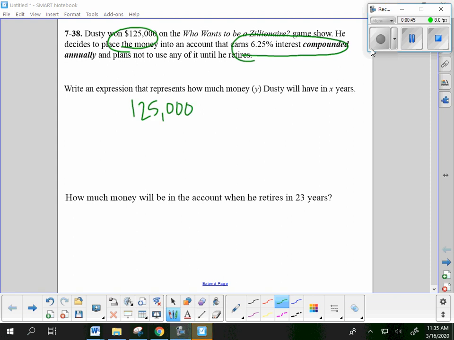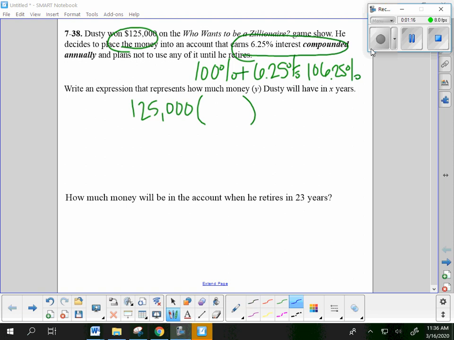And we know we're going to multiply because it's compound interest, but we're not using the percentage 6.25 because that's how much we're gaining each year. And you always have to add or subtract from 100%. 100% would be like staying exactly the same. So 100% plus 6.25% is 106.25%. But because in math we don't use percentages, we have to change it to a decimal.